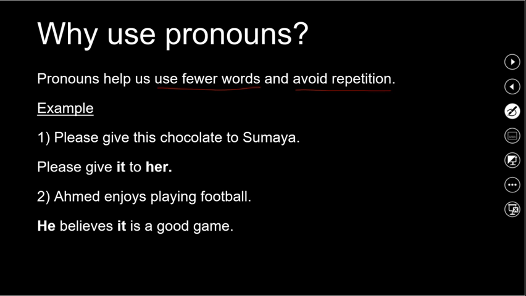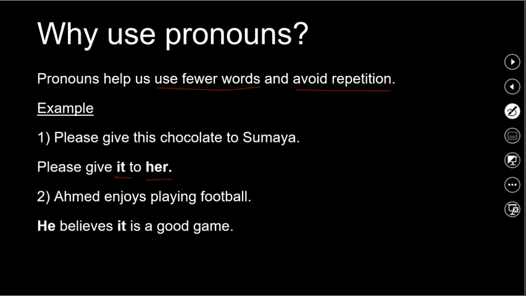Example: Please give this chocolate to Sumaya. If we want to use pronouns in that sentence: please give it to her. It stands for the chocolate, and the pronoun that stands for Sumaya is her. We'll talk about what kind of pronouns these are later on in the lesson.